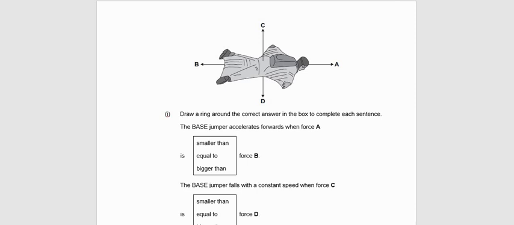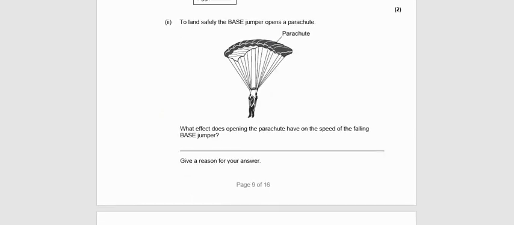The base jumper will accelerate forwards when there is a resultant force in the forwards direction. So for there to be a resultant force in the forwards direction, force A must be bigger than force B. The base jumper falls with constant speed when there is no resultant force in the vertical direction. So that must mean that C and D perfectly cancel out. So force C is equal to force D. Generally speaking, this was a well-answered question.